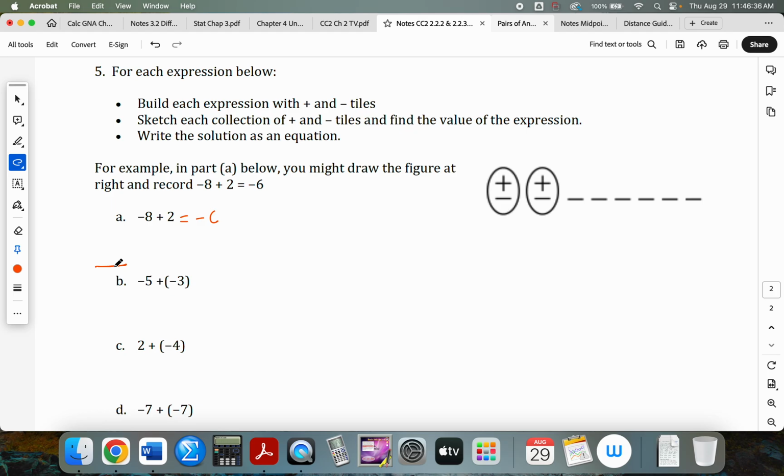So in case you're like, wait a minute, that one has both negatives, you're going to start with 5 negatives plus 3 more negatives. All right? Is anything going to zero out in that case? No. All right? So build it, draw it, find the values.